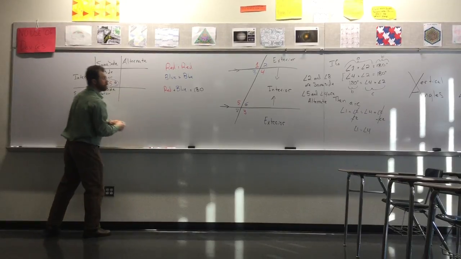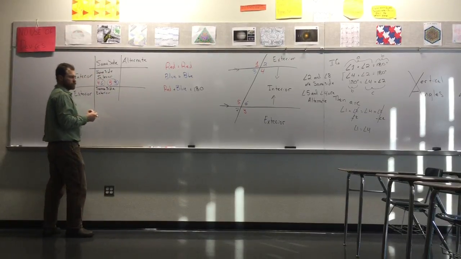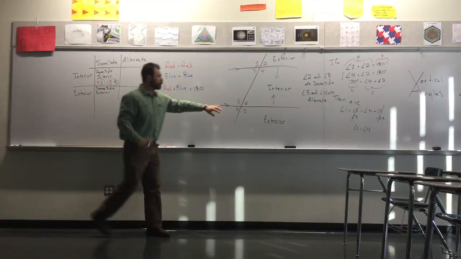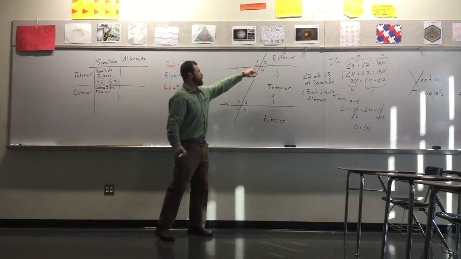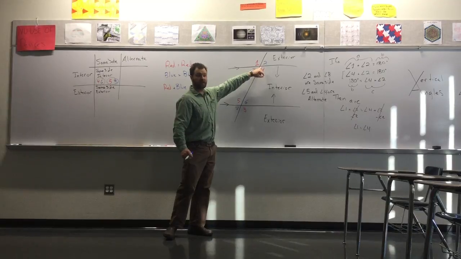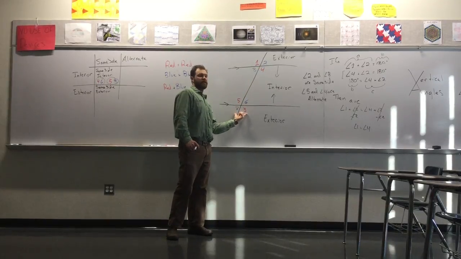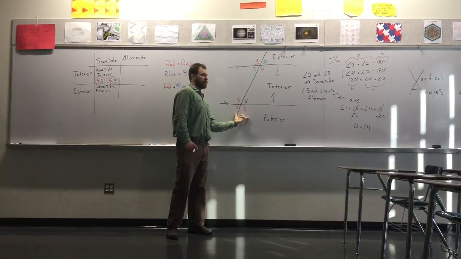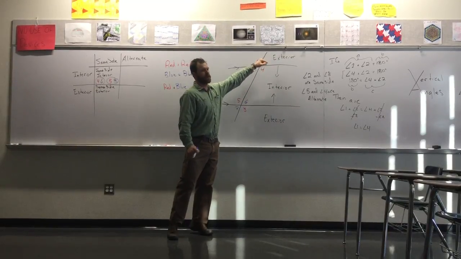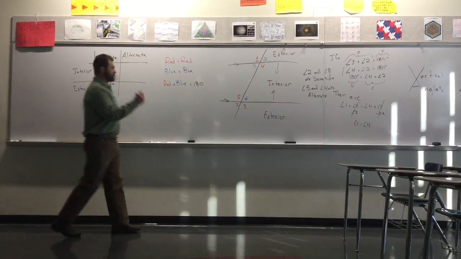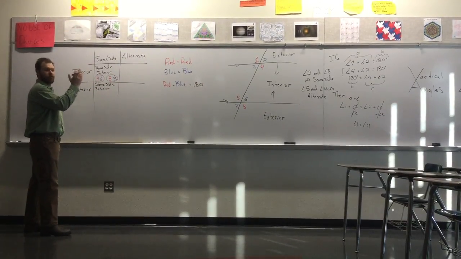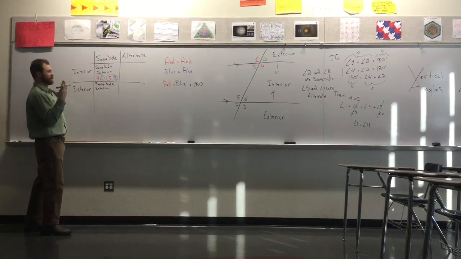7 and 8. No, 3 and 7. We're only going to talk about one angle from this intersection and one angle from this intersection. So you are right that both 7 and 8 are exterior, but we want to talk about one angle from the top intersection, one angle from the bottom. 7 and 2. 7 and 1. 1, right? We need the same side of the transversal.